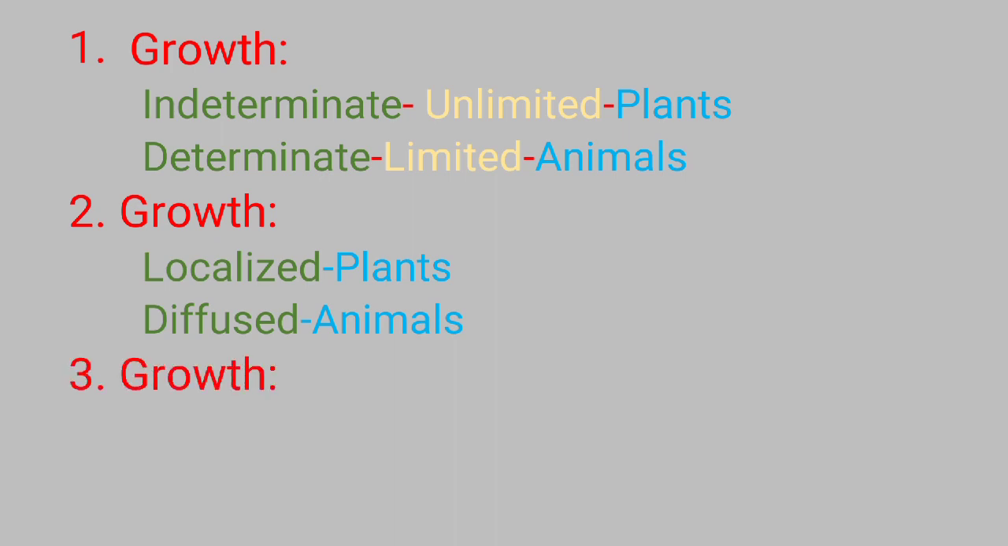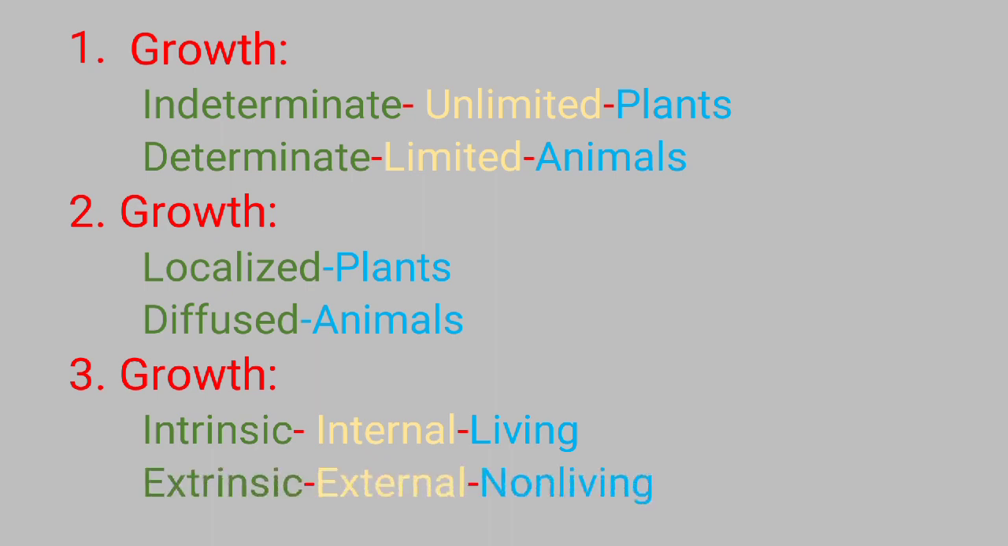Then the third type of classification of growth is intrinsic growth and extrinsic growth. As I have told you earlier, in living organisms intrinsic growth occurs, that means internal growth occurs, and in non-living organisms extrinsic, or we can say external growth occurs.